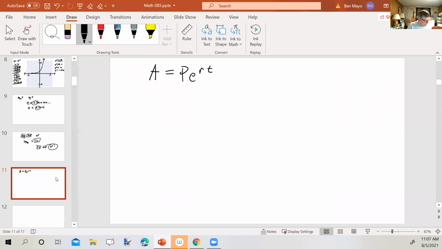All right? This formula is, let's see what page is it on here. It's on page 951 in the textbook, but it's called the formula for exponential growth or decay. And let's talk about how a population grows or decays.